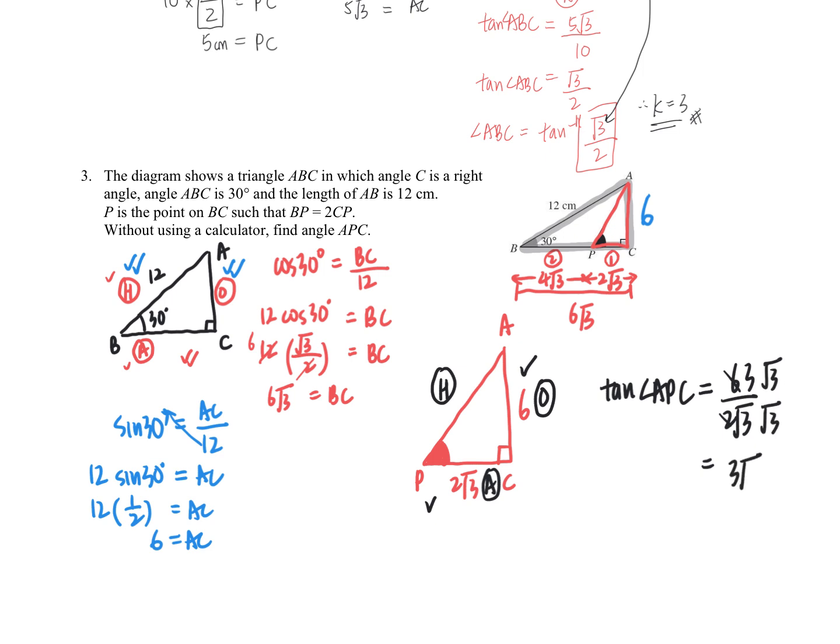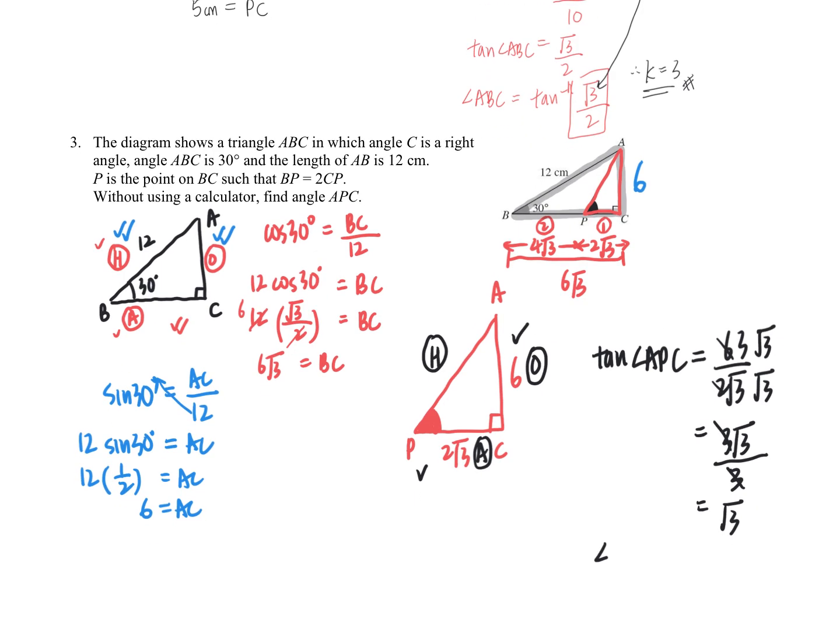Okay, so if you rationalize it, you will end up having root 3. So when you take inverse of root 3, what is the angle APC? Which ratio gives you a root 3? 60. So the angle is just 60.